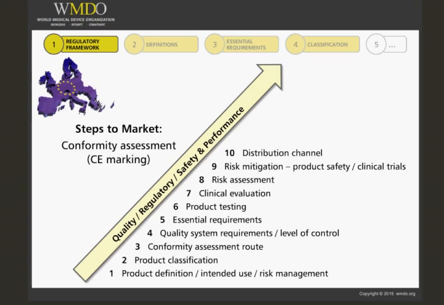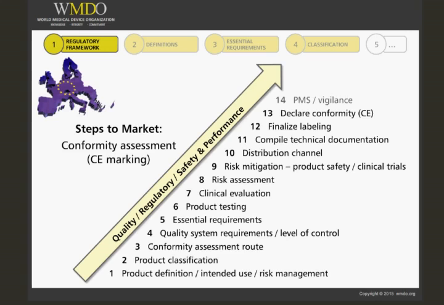Then, you need to finalize your setup of distribution channels to be able to compile the technical documentation, to finalize the labeling, and then to draw up your declaration of conformity and affix the CE mark on your product. All these activities will be followed by continuous vigilance and post-market studies.